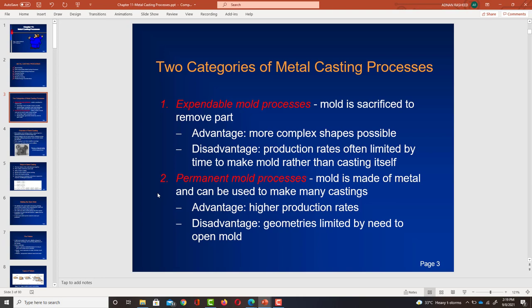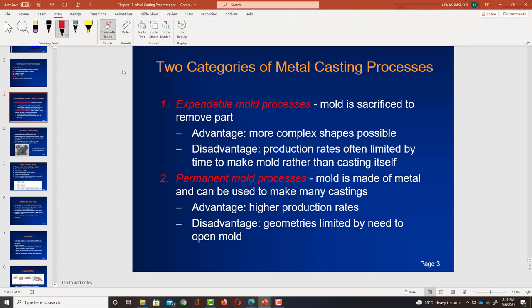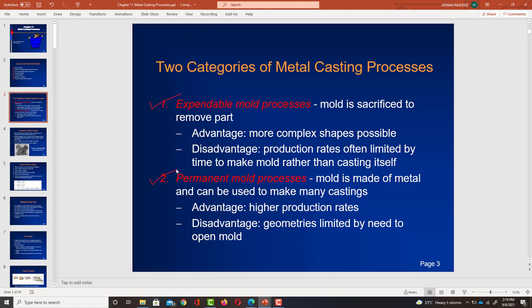There are certain things which are repeating again and again, so I will go through them. Let's start with the metal casting process. As previously discussed, there are two major types of metal casting processes. The first one is expendable mold and the second one is permanent mold casting. In the expendable mold process you have to sacrifice the mold cavity in order to remove the parts. The advantage is that we can create more complex shapes by using expendable mold processes as compared to permanent mold processes.